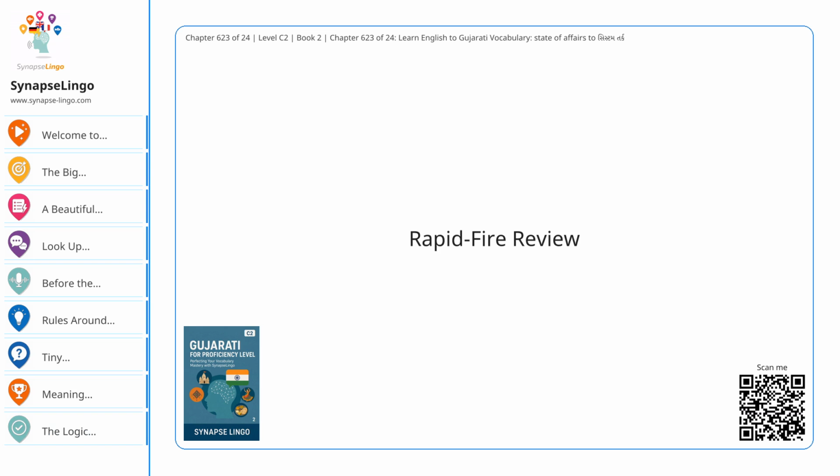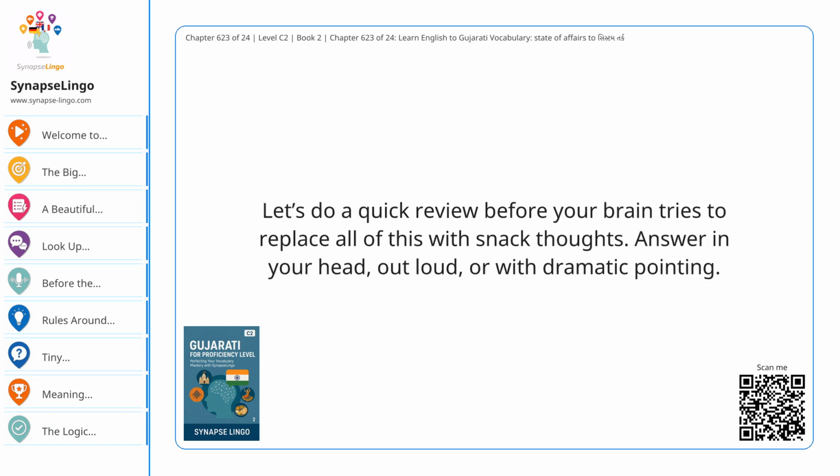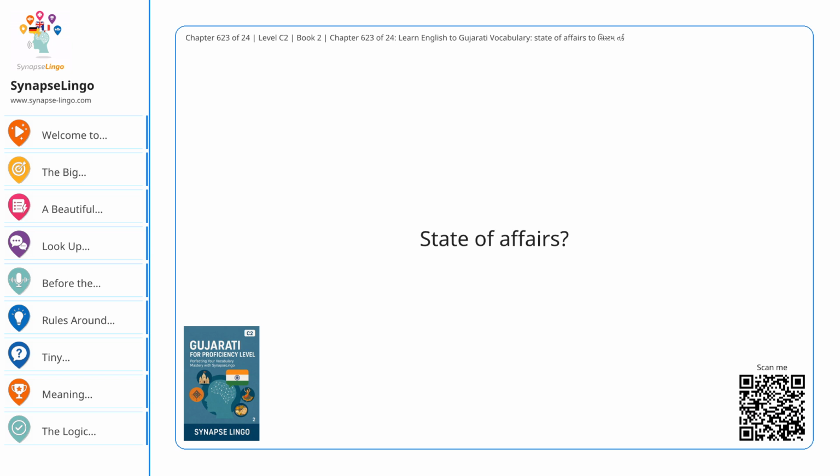Rapid fire review. Let's do a quick review before your brain tries to replace all of this with snack thoughts. Answer in your head, out loud, or with dramatic pointing. State of affairs? પરિસ્થિતિ. Mixture? મિશ્રણ. Constellation? નક્ષત્ર સમૂહ. Initial situation? આરંભિક સ્થિતિ.